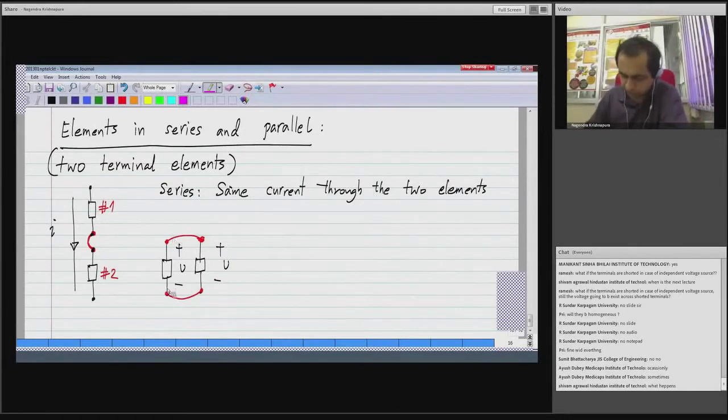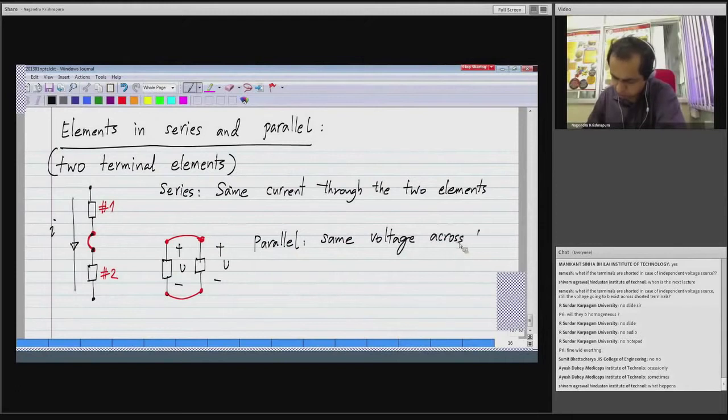If you consider this connection between two elements as a loop, then the voltage will be enforced to be the same by Kirchhoff's voltage law. So for parallel connection, we will have the same voltage across the two elements. So with this in mind, we can see what happens to each element as we connect them in series or parallel.